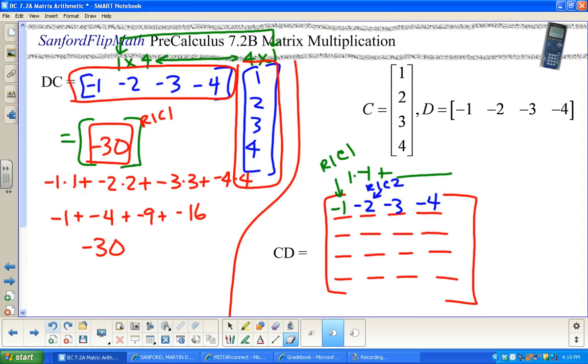All right, there we go. All right, well, let's do the same idea going across. I don't want to use blue again, sorry. Going across row 2 and down for each one of these. So across row 2 and down the first column, so that'll be negative 2.